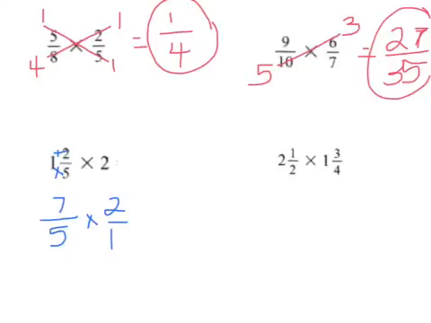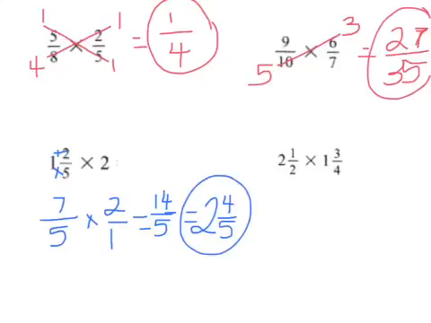Now I'm going to look to see if I can cross-reduce. 5 and 2, nope. 7 and 1, nope. So let's go ahead and multiply across. 7 times 2 is 14. 5 times 1 is 5. I can simplify by changing this back into a mixed number. 5 goes into 14 twice with 4 left over. And that's as far as we can go.